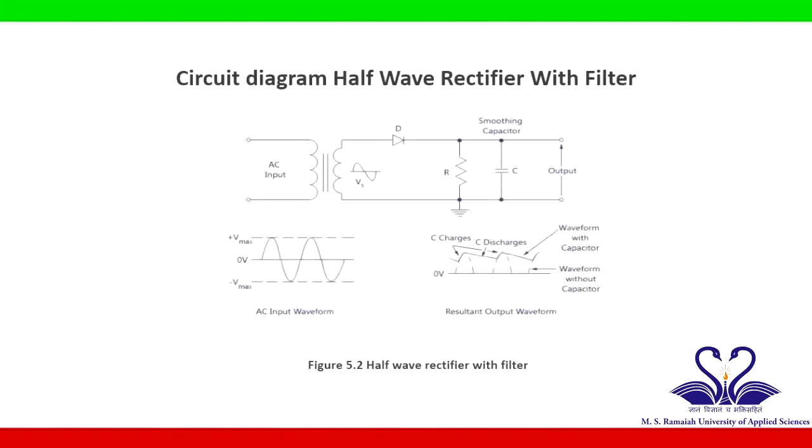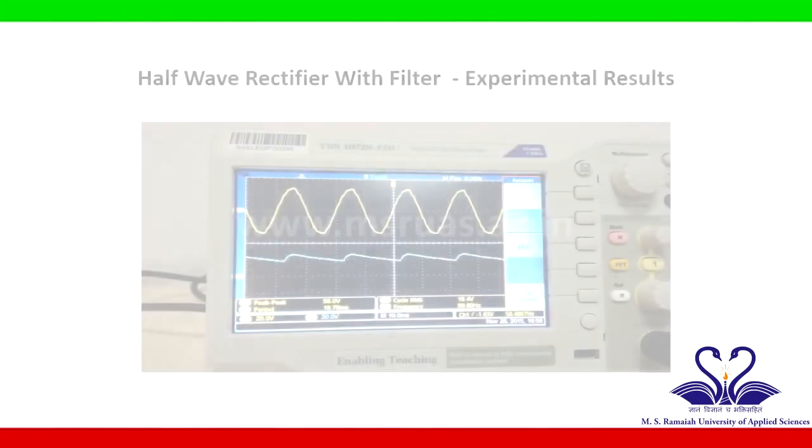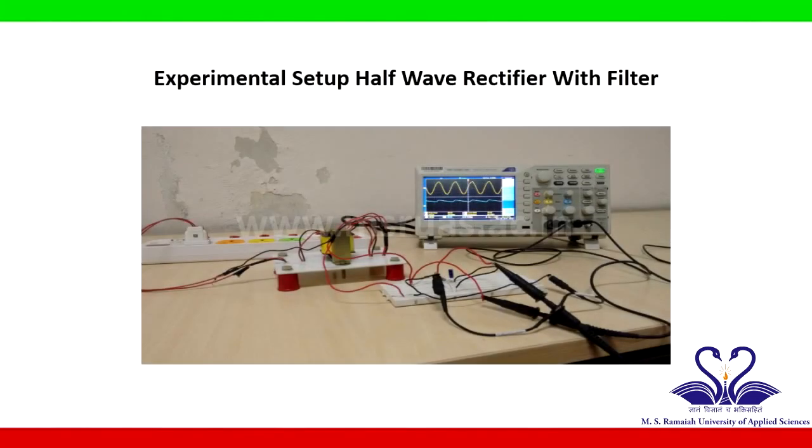Figure shows the circuit diagram of a half wave rectifier with filter with input and output waveforms. Experimental setup is made as per the circuit diagram. Input signal is provided by a step-down transformer. Connect the probes of an oscilloscope across the load resistor to see the output waveform and across the transformer to see the input. Note down the peak value of the output waveform for further calculations. It shows the experimental setup as well as result of a half wave rectifier with filter.